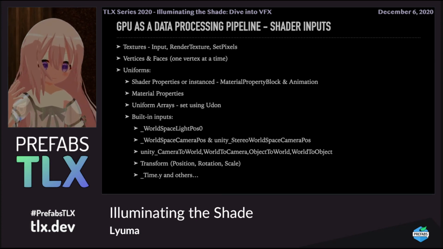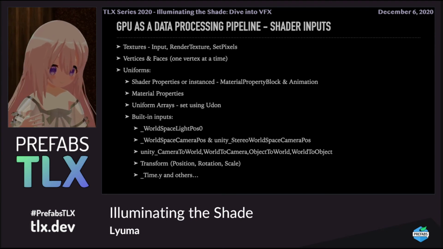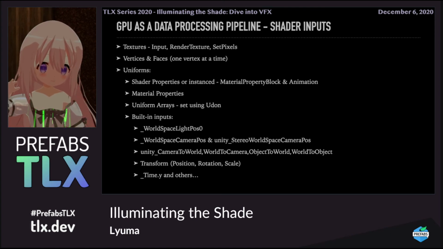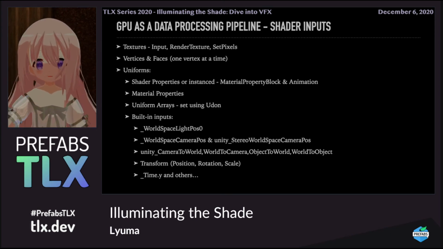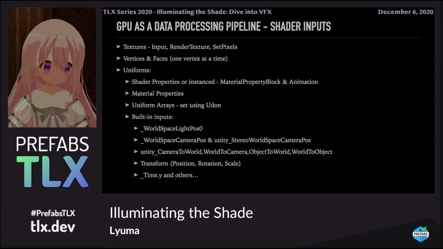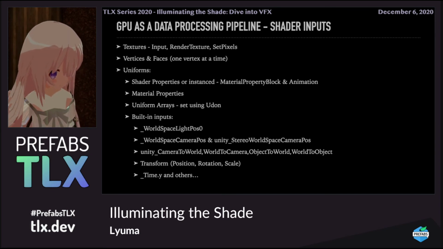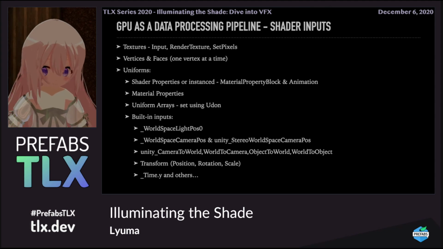There's actually a lot of different places uniforms can come from. There's material properties, instance properties, material property blocks in Unity, which is like a per-mesh thing, set by animations, for example. Uniform arrays, which you can set using Udon. And then, of course, there are a lot of built-in variables, like where's the light, where's the camera, and time. The time value is a built-in one.